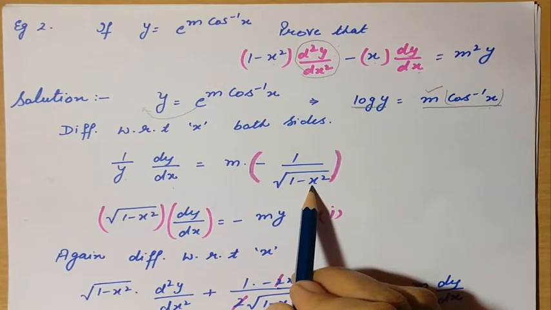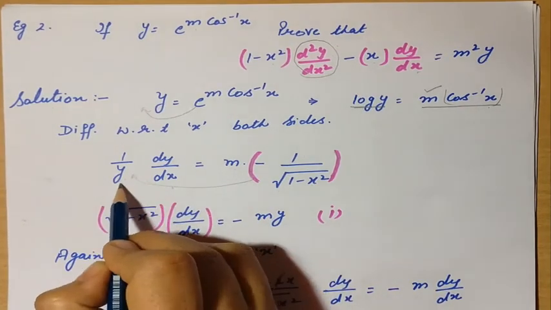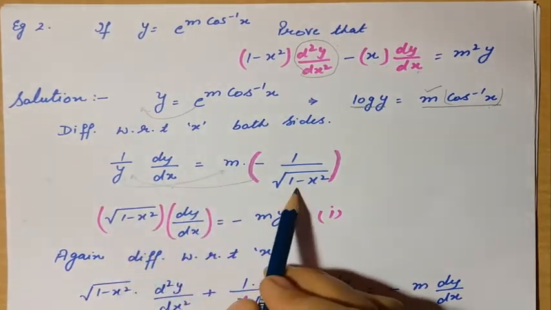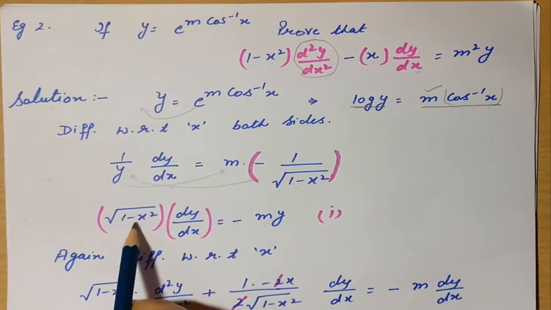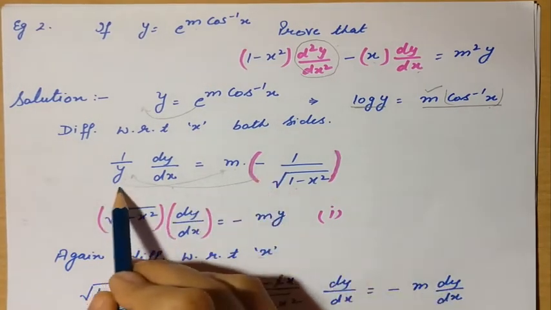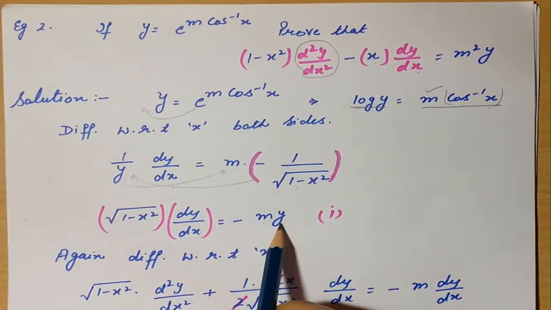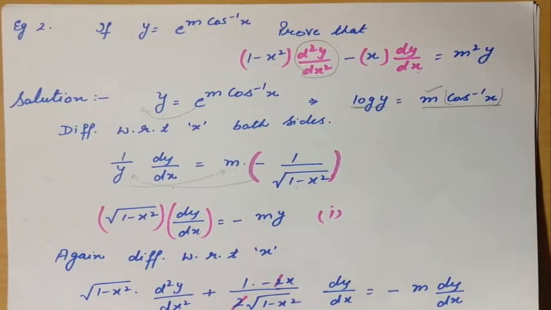Now again we have to differentiate, and it's easy to differentiate with the u into v rule. So what will we do? We will cross multiply the terms. It will be equal to under root of 1 minus x square dy upon dx. On this side y will go, and it will be minus my. We will mark it as equation number 1 because further we will use this equation.